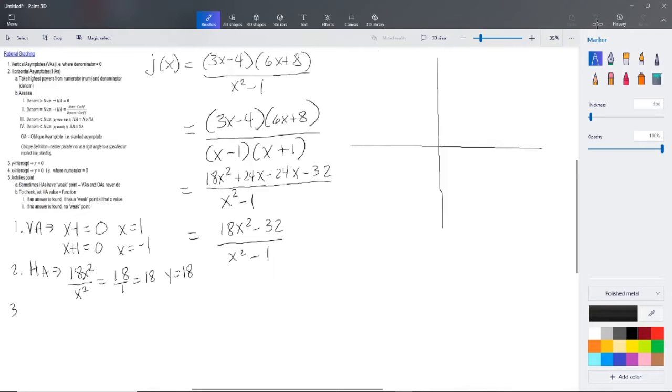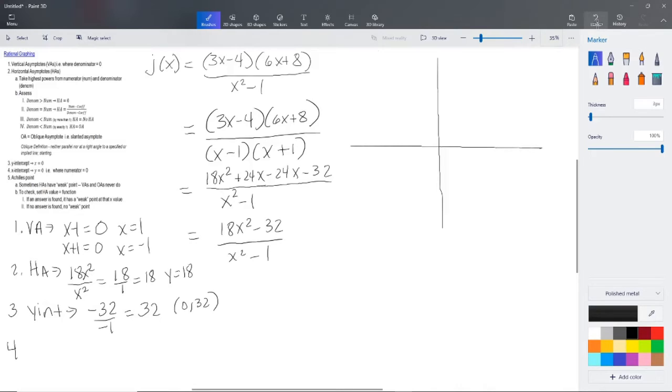Step number 3 is the y-intercept. What happens when x is equal to 0? And again, we can use the last form we came up with. That would show us we have negative 32 in the numerator when x is 0, and we have negative 1 in the denominator when x is 0. And that tells us we're going to have a grand total of positive 32 then is our y-intercept. Remember, we want to write that as (0, 32).